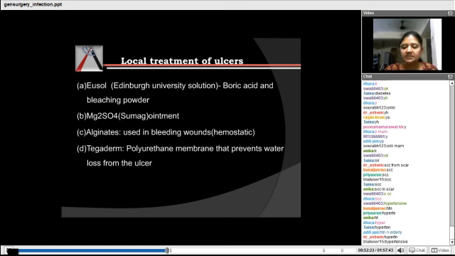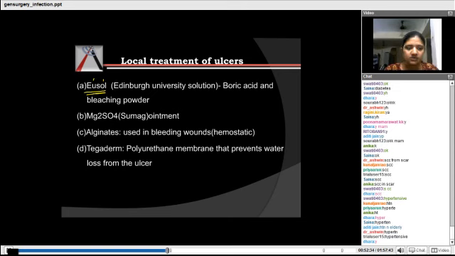What is the local treatment that you will do for ulcers? There's a term called USOL. USOL stands for Edinburgh University Solution. It contains boric acid and bleaching powder. Okay. How much it is recommended these days, I have no idea. Then there is magnesium sulfate ointment. You can use alginates in bleeding wounds, so they will help in stopping the bleeding.